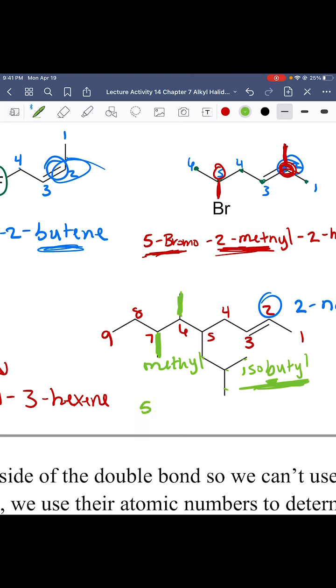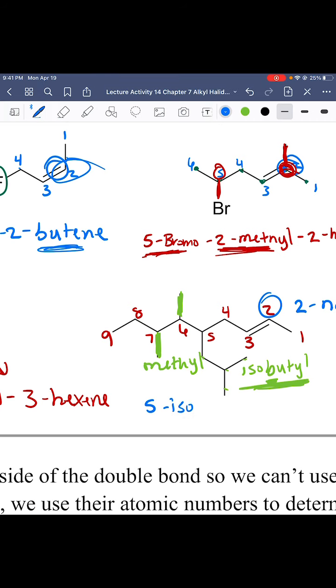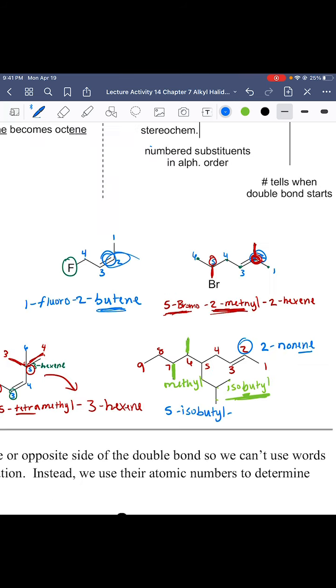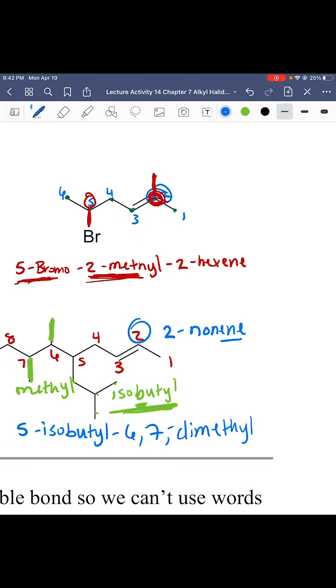So this is on our, go back to, right, this is on our 5 carbon. We have isobutyl, 6, 7 dimethyl because we have 2. And our 2 nonene. I ran out of room there.